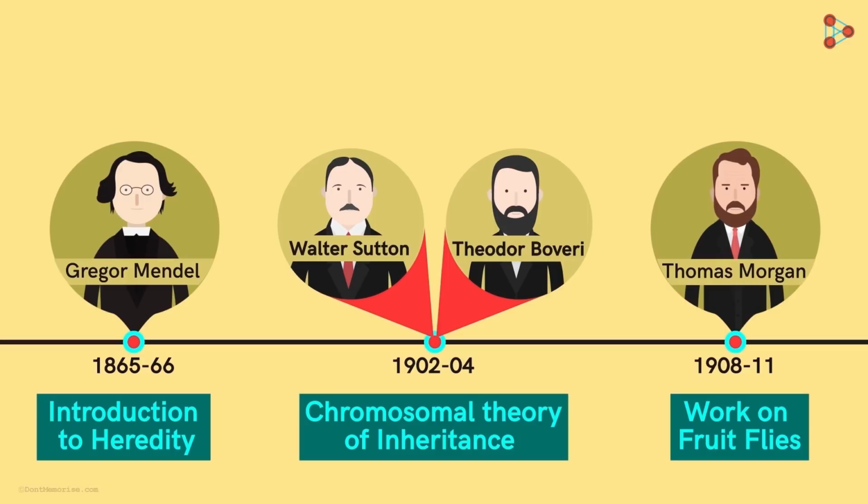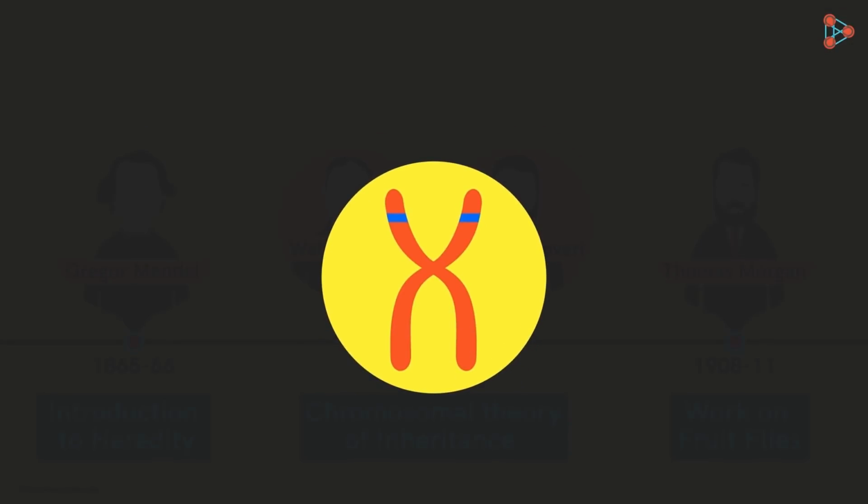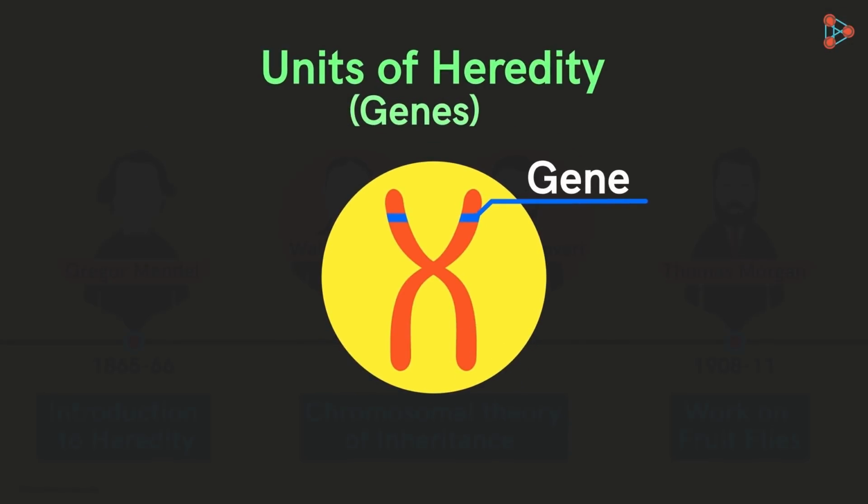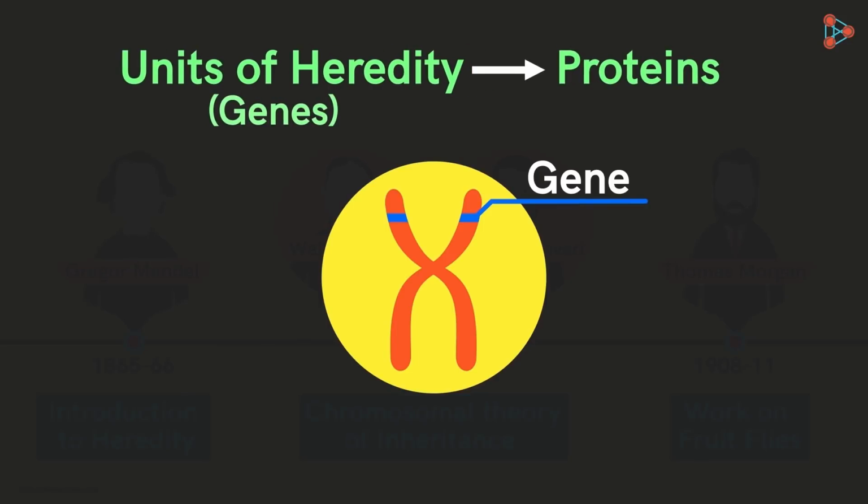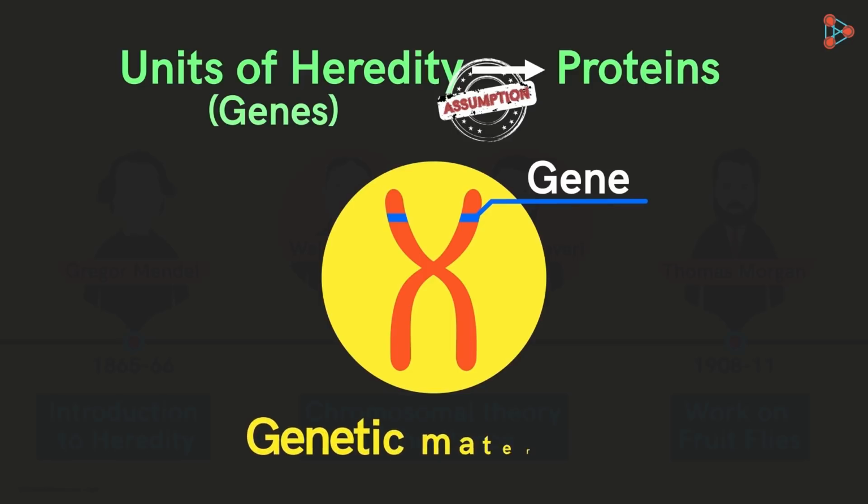Now it's time we move a step ahead in the timeline. Until this time, scientists believed that genes, which are the units of heredity, are majorly made up of proteins. In other words, the chemical nature of the genetic material was thought to be proteins. However, this wasn't really considered to be a fact. It was just an assumption. People were still trying to figure out what exactly could the genetic material be made up of.